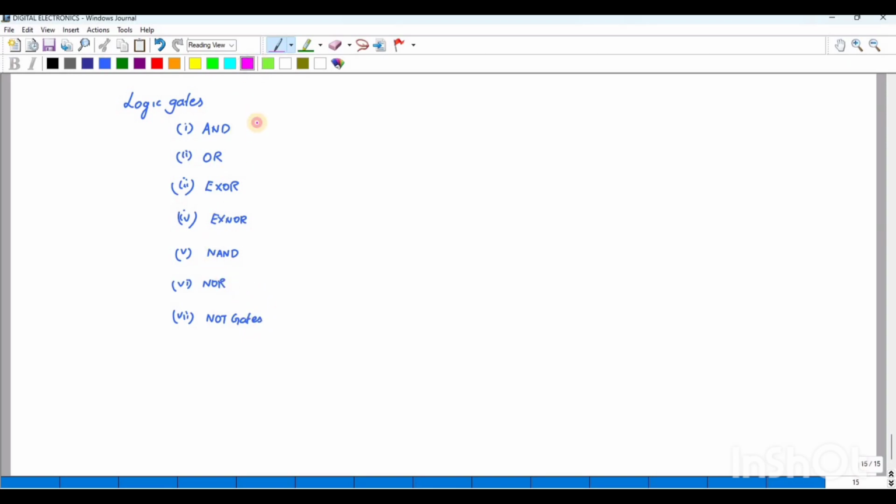So what is the logic behind the AND gate? If all the inputs are 1, then output is equal to 1. So this is the logic for AND gate. So for OR gate, if any one of the inputs is 1, then output is 1.